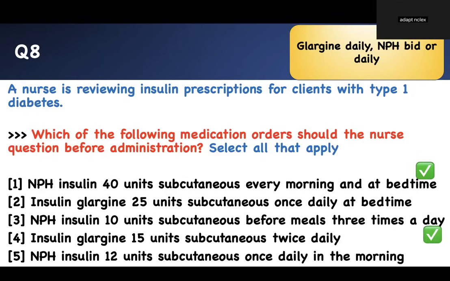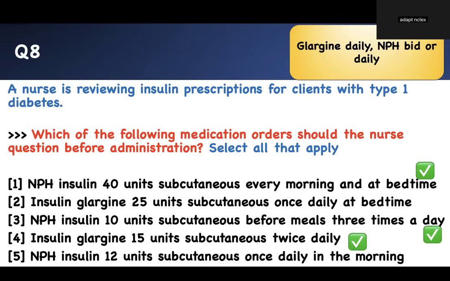NPH insulin 10 units given before meal 3 times a day is not right. You don't need to eat with it. You don't need to take it with a meal. It's given BID. You can eat without it. Therefore, that's the key. Insulin glargine 15 units twice daily is given once a day.